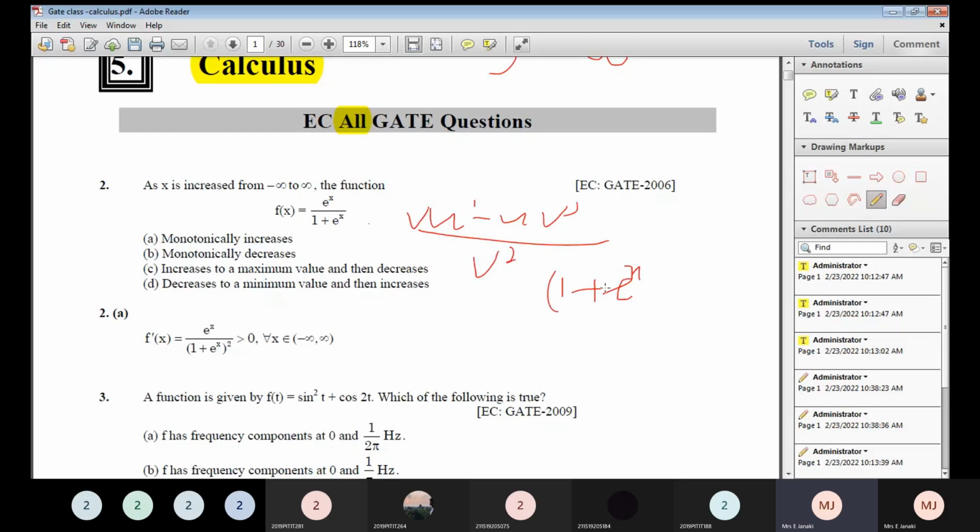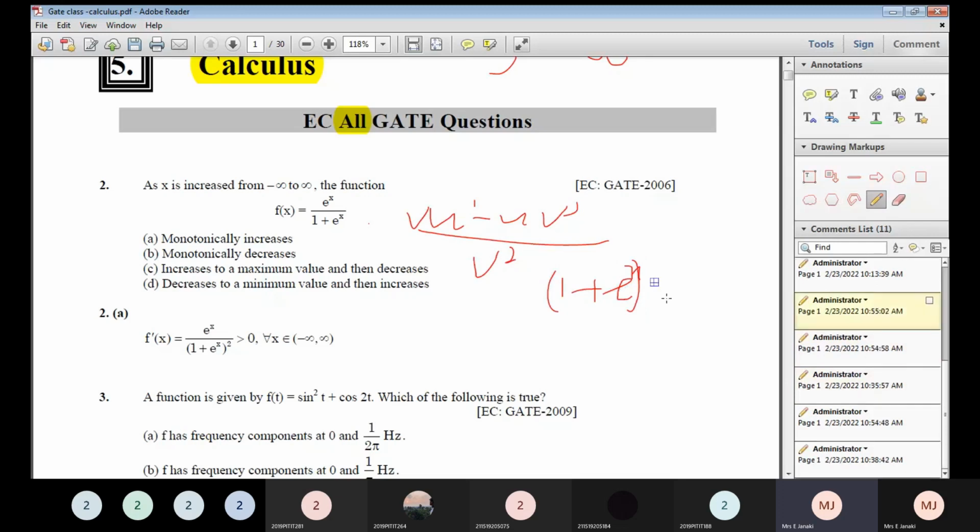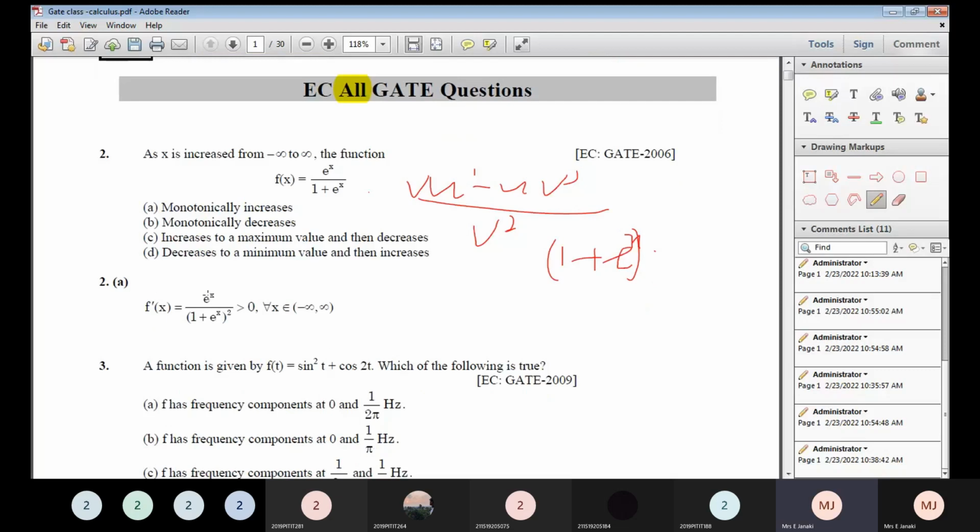And what about u dash? Your u is equal to e power x. The differentiation of e power x, you will be getting the same e power x. And then minus u into v dash. u is e power x, and differentiating the denominator, we are getting e power x only, divided by 1 plus e power x the whole square. After eliminating, finally we'll get e power x divided by 1 plus e power x the whole square.